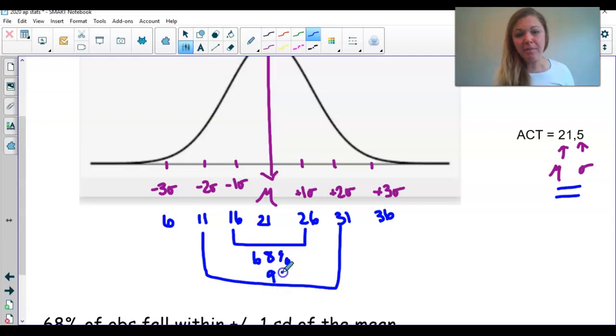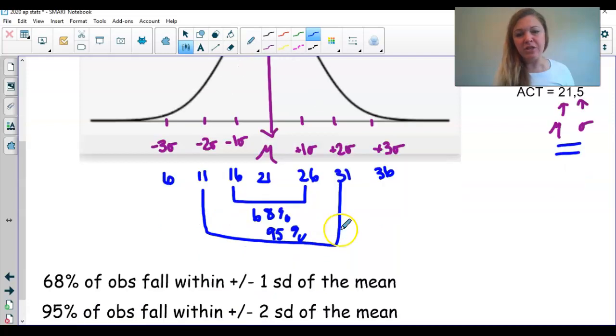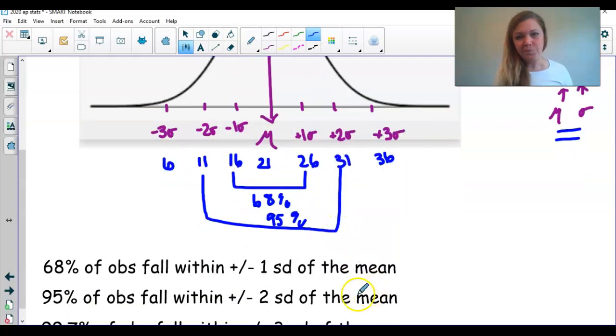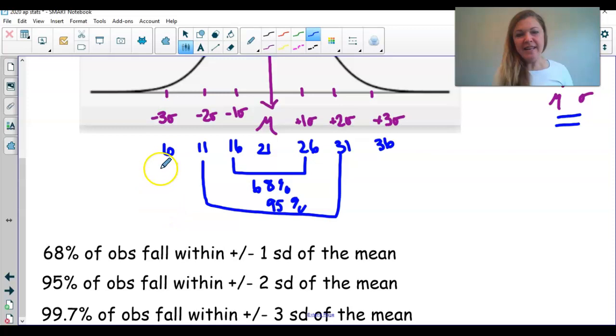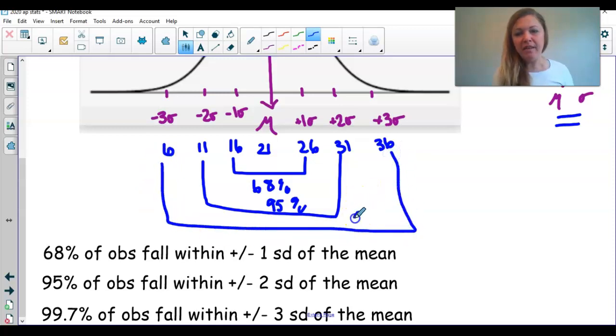95% will be within the second standard deviation. And finally, 99.7% of people will fall within 3 standard deviations of the mean, okay?